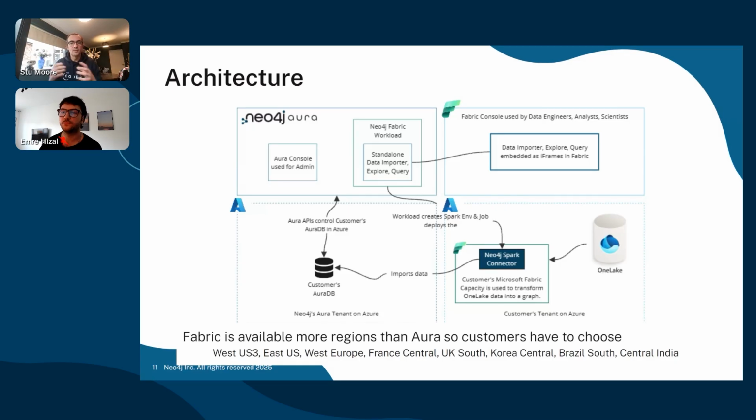Aura Console is used for the administration, but the importer, explore, and query experience is presented within the Fabric console as iframes. They're all delivered via this Fabric workload that runs in Aura, and your Aura database runs in Azure, and then you use the data coming from OneLake and your Fabric capacity to run the Neo4j Spark connector. So the Spark connector does the transformation and the writing to the database. So with that, I'm now going to hand over to Emre to do the demo.